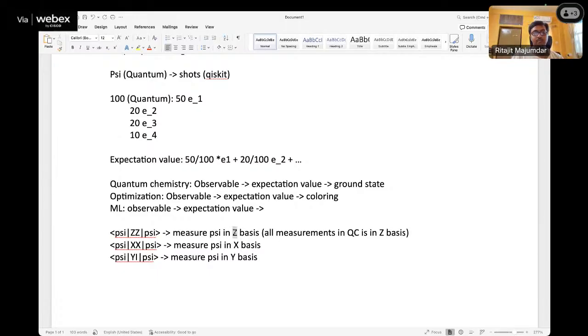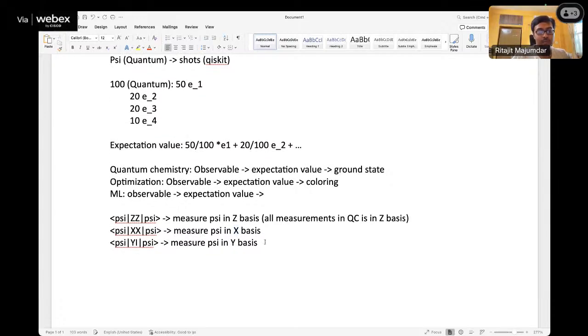It says that you need to measure in the Z basis, which means observe in the Z direction. Now this means observe in the X direction. But my quantum computer doesn't know how to observe in the X direction. So let's rotate the quantum state itself such that I can now observe it from the Z direction. How to do that? This is an identity: X is equal to Hadamard, Z gate, Hadamard.